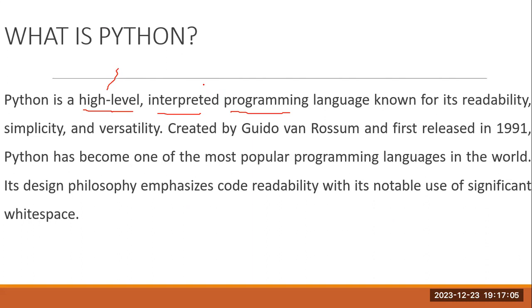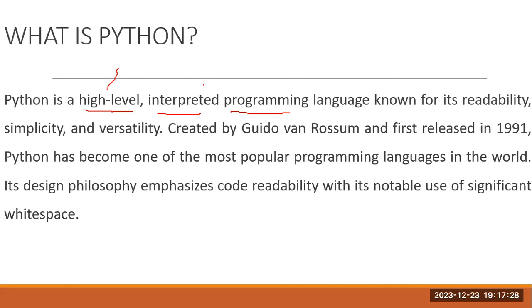But Python has used an interpreter. Python uses an interpreter because of some advantages. I will not discuss these advantages here, but you must know that Python is a high level language. It uses an interpreter. It is a programming language.